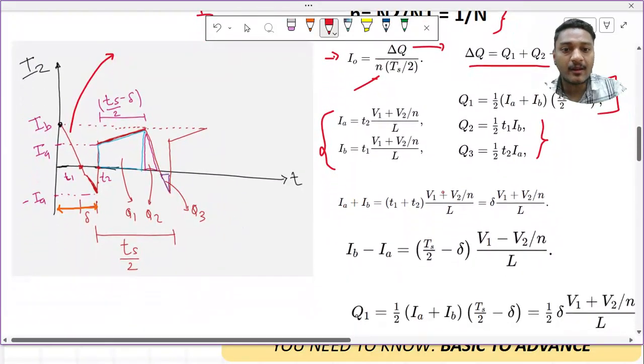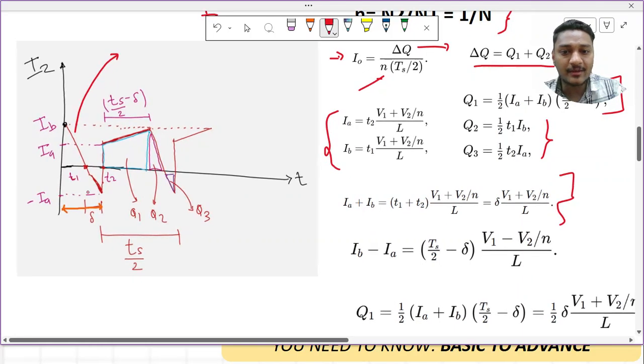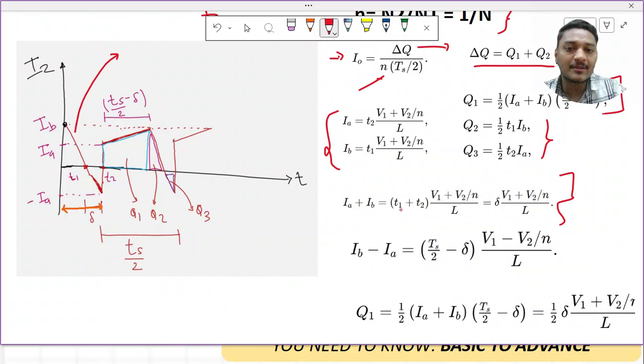Okay, now a few more things I have tried to calculate here, like IA plus IB. If I wanted to calculate IA plus IB, we know what IA is and what IB is, we have found them out. Then IA plus IB, can I write it down? I have just added: T1 plus T2 multiplied by (V1 plus V2), whole divided by N, whole divided by L. And what is T1 plus T2? This T1 plus T2 duration is delta, so delta into this particular term.